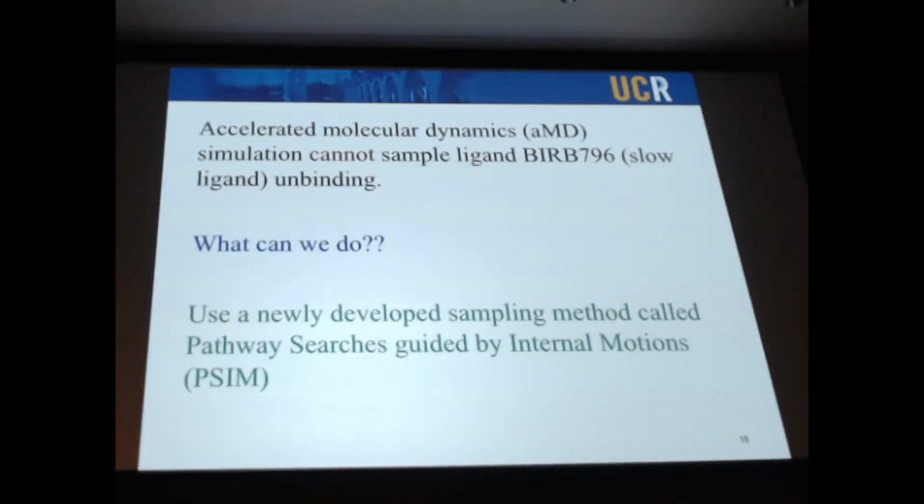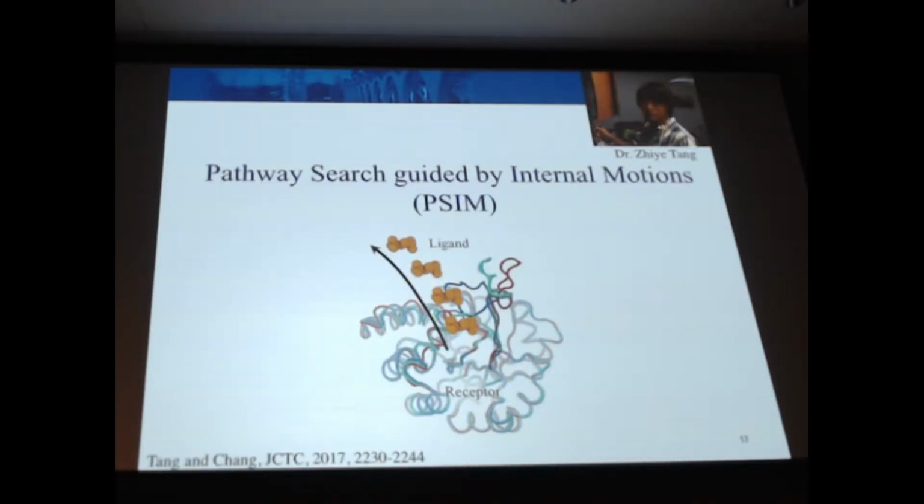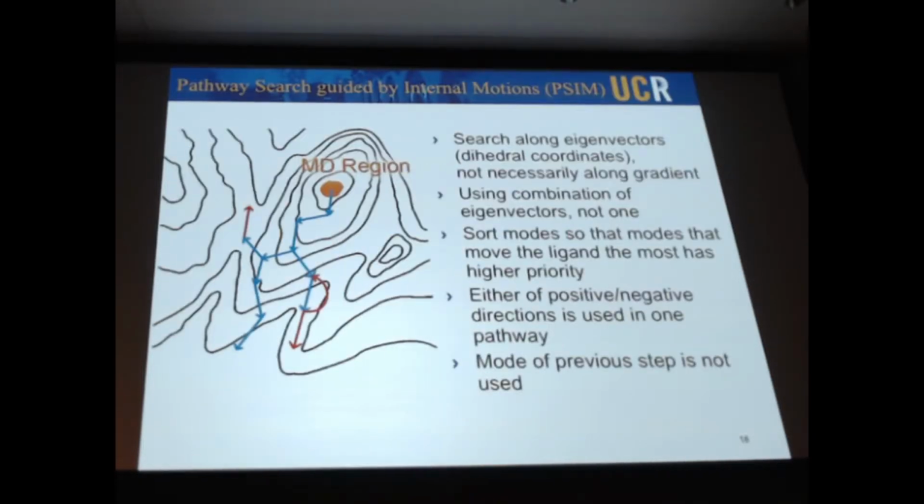Okay, so what can we do? Because we tried methods, they fail. So the way that we try to do it, I'll spend 5 minutes to introduce you. This is the pathway search guided by internal motion, done by my graduate student and postdoc in my group. The idea is, you just run regular MD simulation in the bound state, and then you compute their principal component modes and get a set of eigenvectors and eigenvalues, and then try to combine them to guide your ligand to leave the pocket.